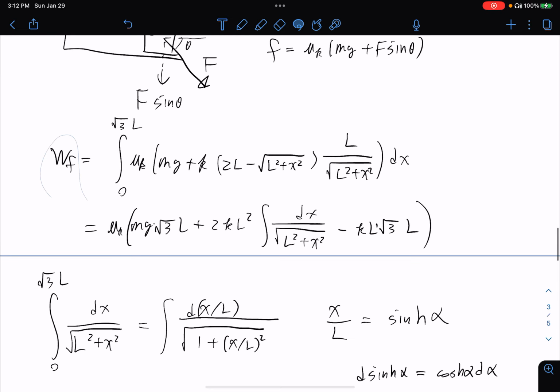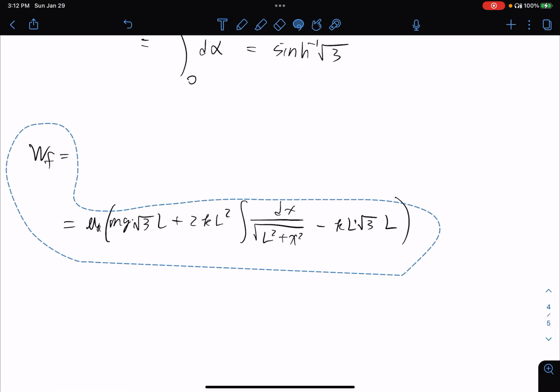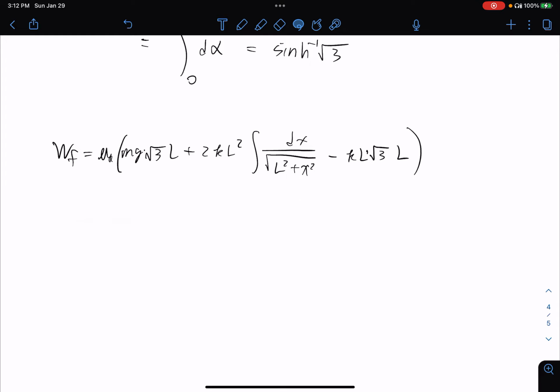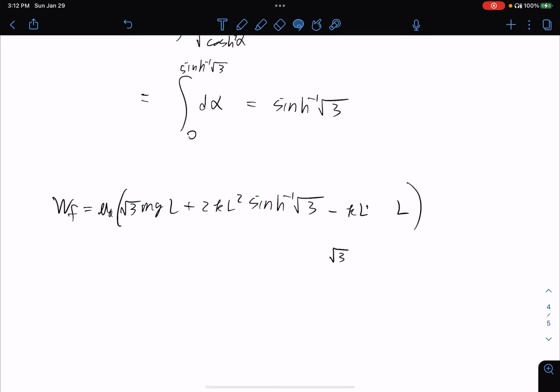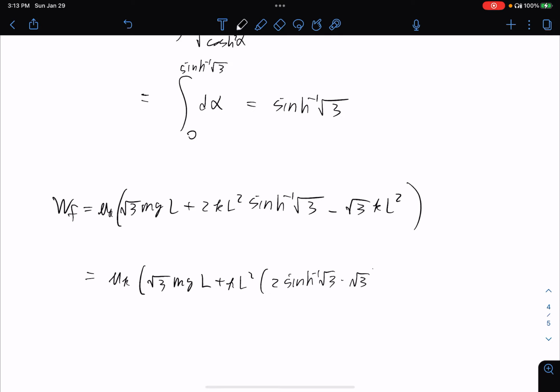So combining everything here, we have the work done by friction equals three terms. The first term is this. Let me make it look nicer by pulling the square root of 3 to the front. And we have the second term, after integration, will give us a factor of sinh minus arcsinh square root of 3. And we can also combine the last, we can write the last term as square root 3 k L squared. So this thing will give me two terms with k L squared. It will be k L squared times 2 sinh arcsinh square root 3 minus square root of 3.